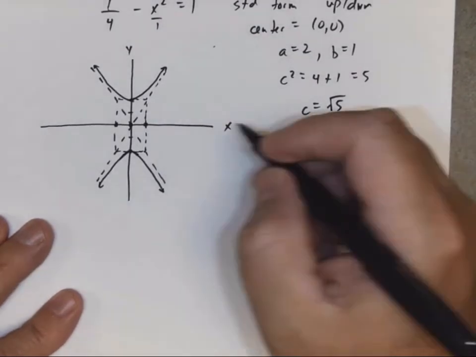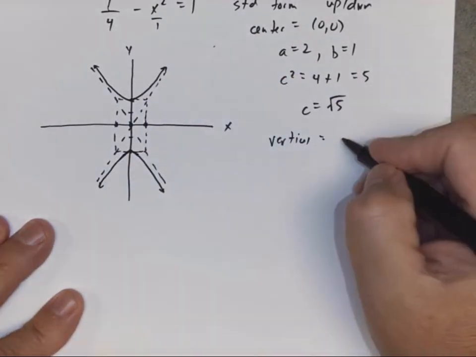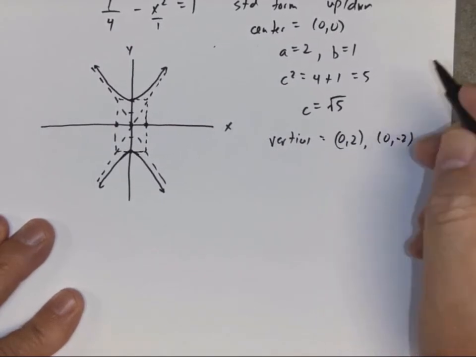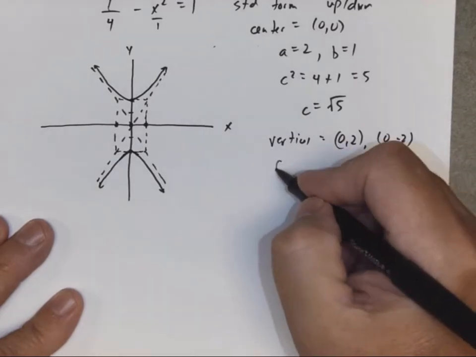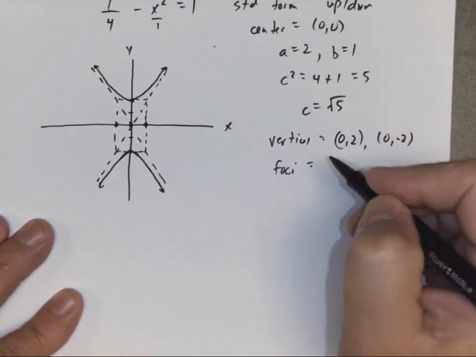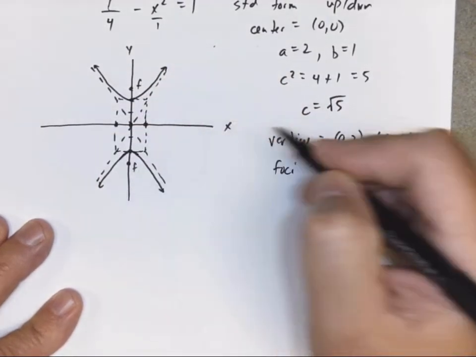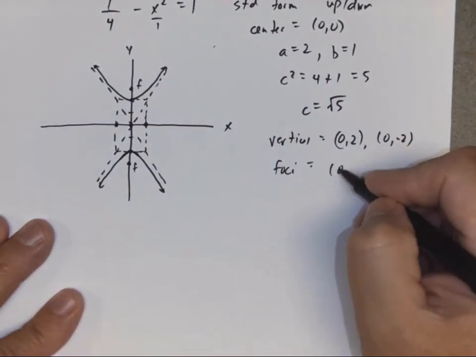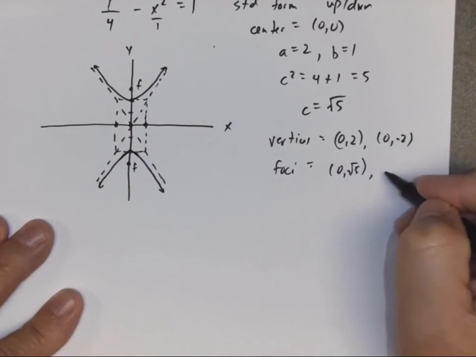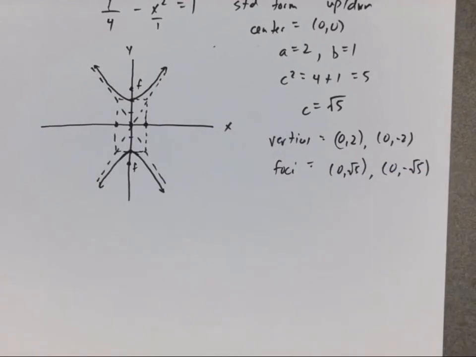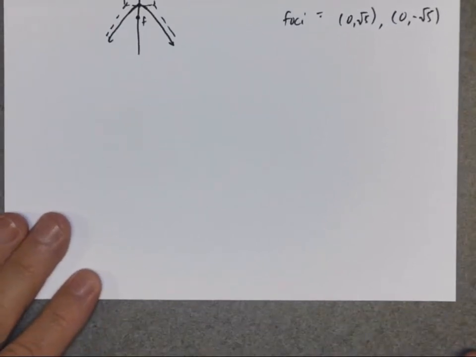Vertices in this case, 0, 2, 0, negative 2. The foci are down here somewhere. 0, square root of 5. 0, negative square root of 5. And then I could do the asymptotes, but I won't do it for now. All right. Let's just do a few more.